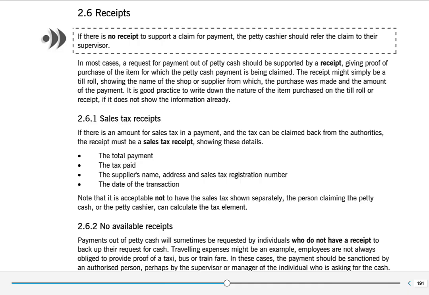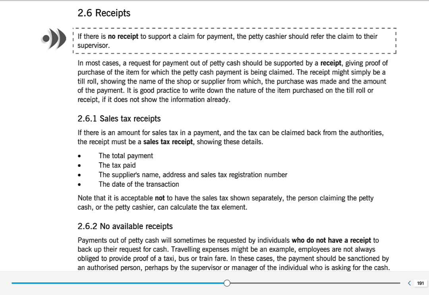Does it show the date? Does it show the total amount? Does it show the sales tax amount? Does it show the sales tax registration number? If the receipt is missing important tax details, the petty cashier should not approve it automatically. In that case, the petty cashier should refer it to a supervisor.